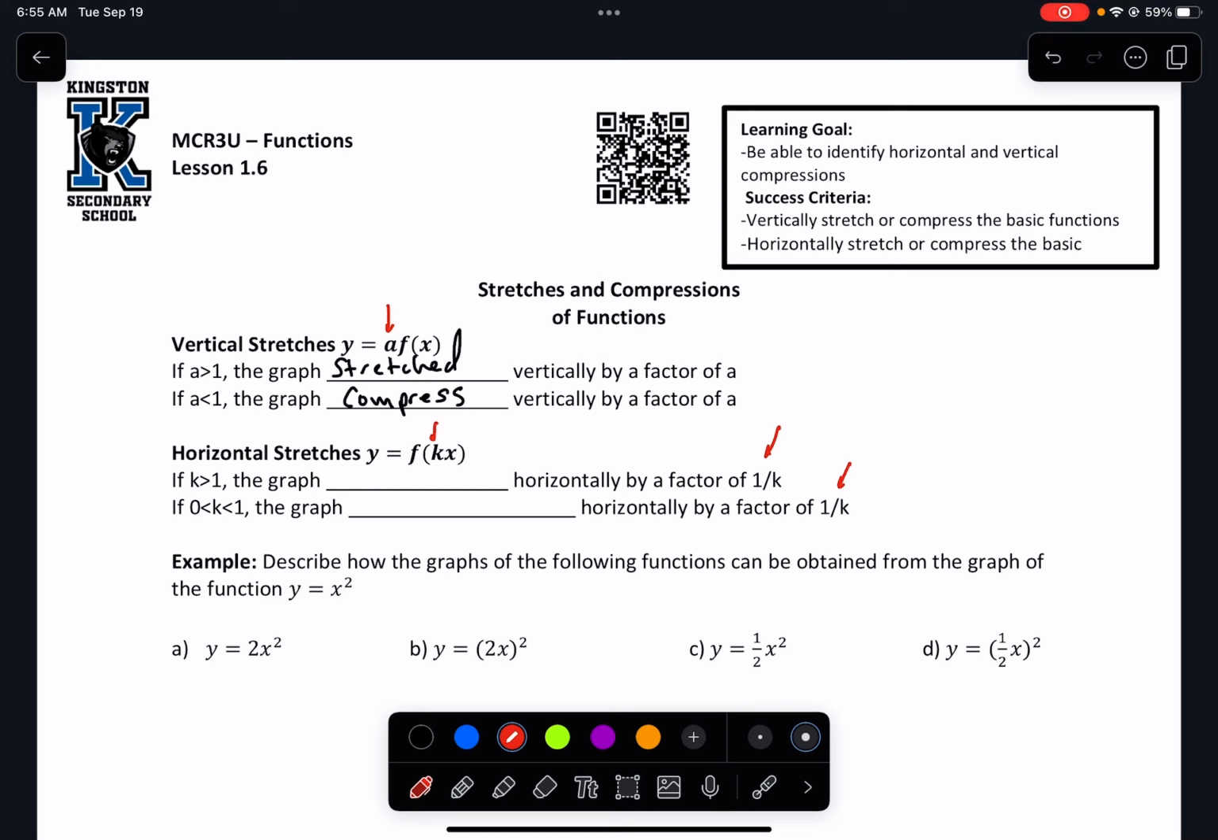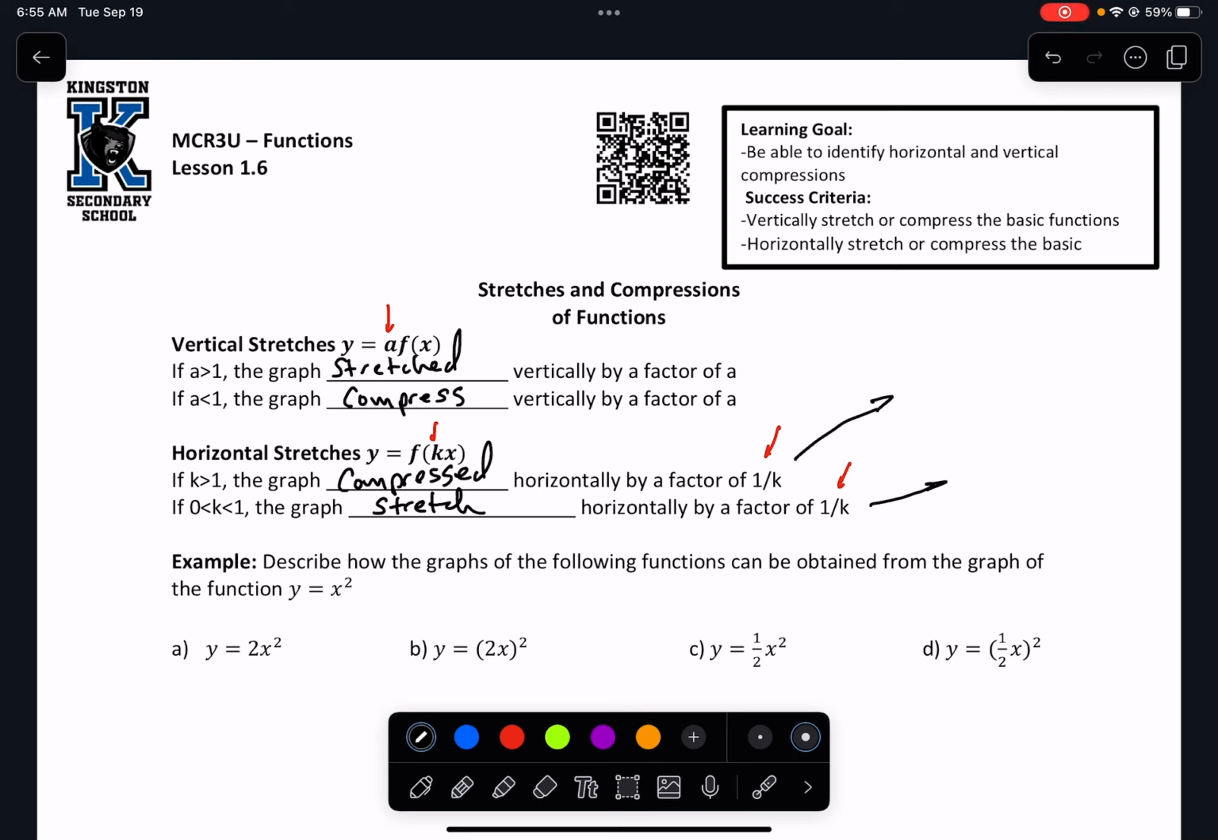So for instance, if k is greater than 1, the graph is going to be horizontally compressed. And if k is in between 0 and 1, so some sort of 0.5, for instance, or 0.75, 3/4, whatever, that's going to indicate a stretch horizontally. Now how does that work? Well, we can do both of them.